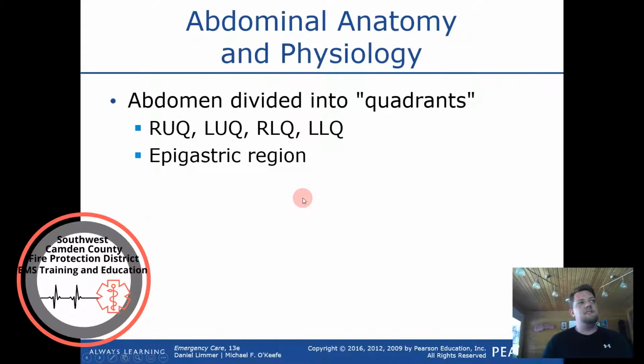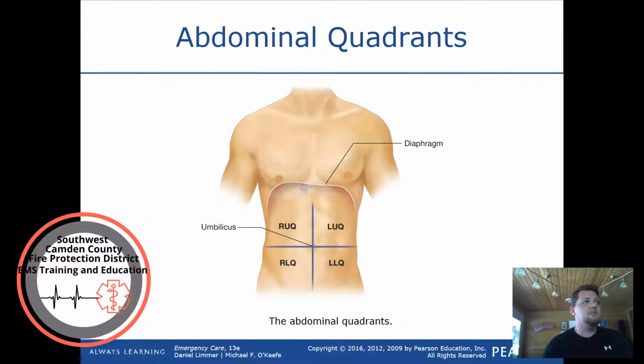The abdomen is divided into quadrants. We've got the right upper quadrant, the left upper quadrant, the right lower quadrant, the left lower quadrant, and the epigastric region. Your right upper quadrant is here, left upper, right lower, left lower. Your belly button, or umbilicus, is right here, and then your epigastric is right here.